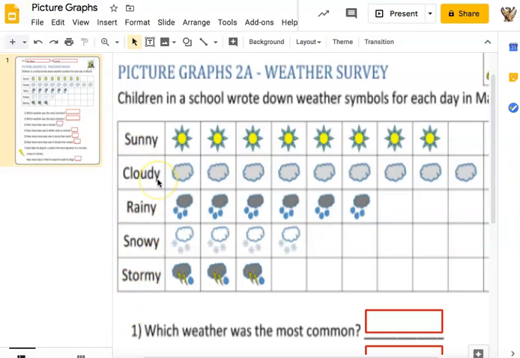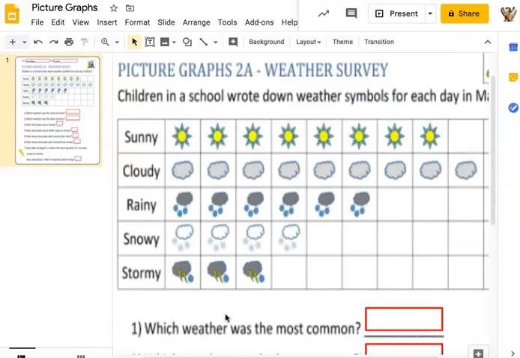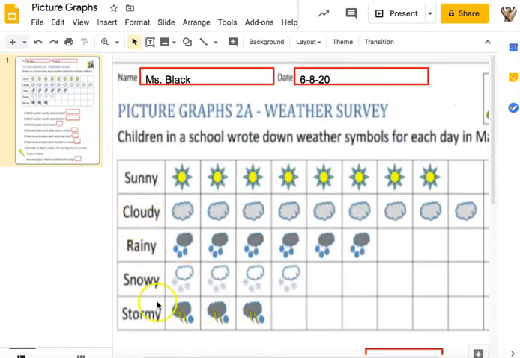Cloudy doesn't mean that it's wet, snowy, or stormy though, because it's just clouds. It doesn't necessarily mean that there's rain. If there were rain drops coming down, then it would be counted as a rainy day. So this question's trying to trick you. Don't get tricked. Cloudy doesn't count as a wet, snowy, or stormy day.